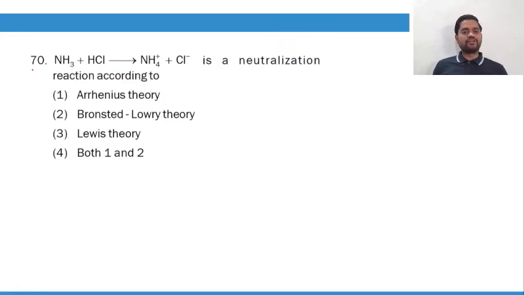Question number 70. NH3 plus HCl gives you ammonium plus chloride ion. It's a neutralization reaction. Now if you see NH4 plus, can I say that here NH3 has accepted this H plus, so this is a proton donor, whereas here it is a proton acceptor. And since the entire discussion is related to protons, the only theory that talks about protons is the Bronsted-Lowry theory. So for 70, option number 2 is the right answer.